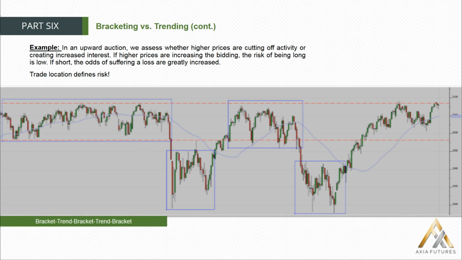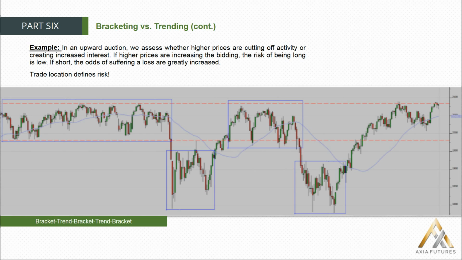And that's the question you have to answer yourself, because if it's facilitating new business, there's a high probability that we're going to get strong initiative and momentum continuation. Whereas if it's cutting off activity, it's likely we're going to get some form of reversion type opportunity. So if high prices are increasing the bidding, so more buyers coming in, the risk of being long is low. If short, the odds of suffering a loss are greatly increased.